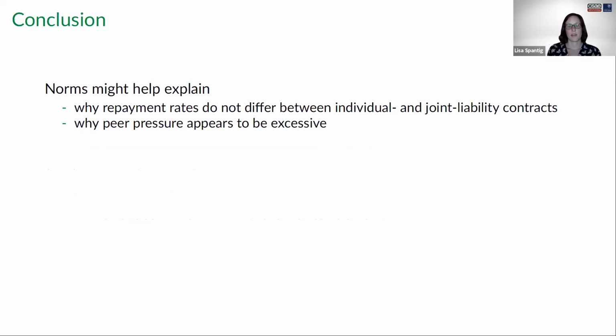What would we conclude from here? That norms can actually help explain two recent puzzles in microfinance: the one being why repayment rates often do not differ between individual and joint liability contracts, and then also why peer pressure appears to be excessive.